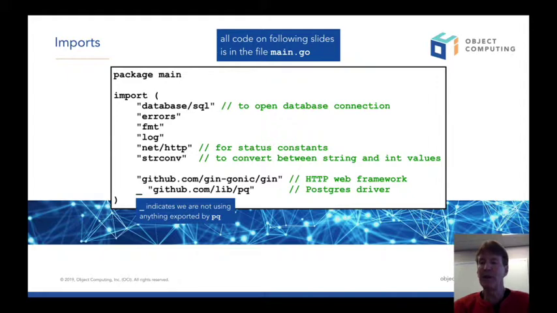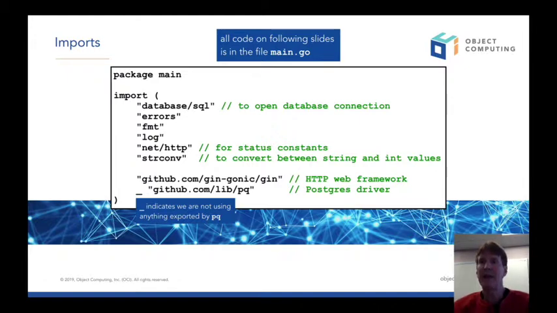Let's jump into the code. All the code on the next 13 slides is in the file main.go. Each slide covers a specific piece of the functionality. Here we see the Go packages that are imported. The first 6 are part of the Go standard library.